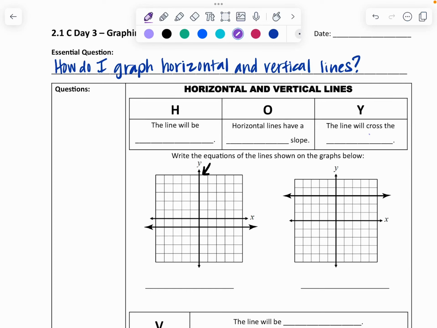Today I will teach you how to graph horizontal and vertical lines. I will teach you the acronyms that are going to help you to recognize which equations are for horizontal lines and which equations are for vertical lines. The first acronym is HOY, H-O-Y. H stands for horizontal.